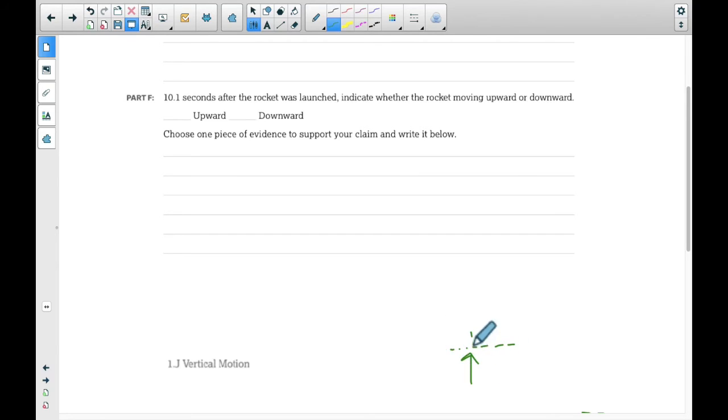Okay, you can think of it as like, I don't know about the word floating, but that's kind of the best I can do. It's going to be floating upwards. Like it's still under gravity, so it's slowing down, but it had enough oomph going up, all that acceleration, that when it turns off, it's not just going to fall down immediately. It's going to keep floating up for a little bit longer. Okay, it says choose one piece of evidence to support your claim and write it below.